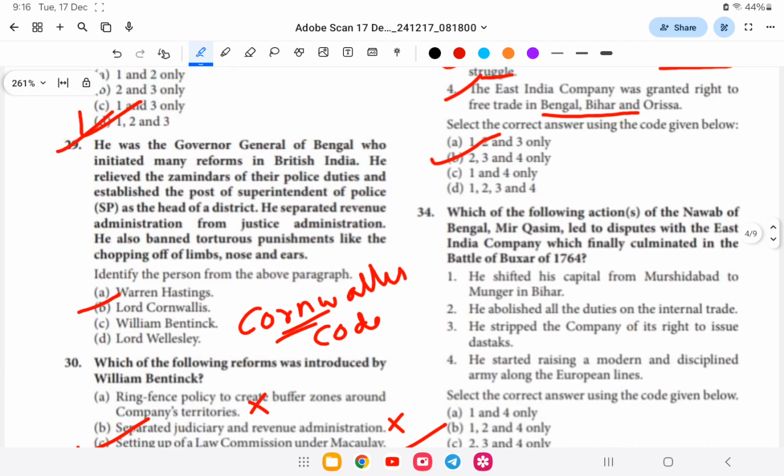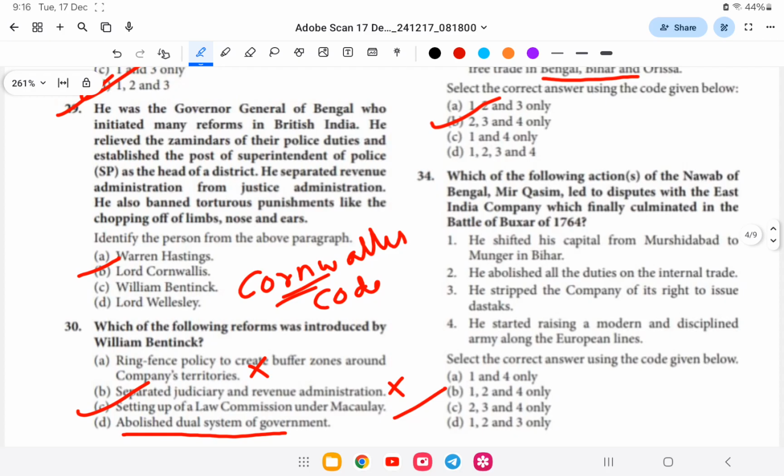Next. And the last question for today is, which of the following actions of the Nawab of Bengal, Mir Qasim, led to the dispute with the East India Company, which finally culminated in the Battle of Buxar in 1764? So the Battle of Plassey was in 1757, where Sirajuddaulah fought the English. After Sirajuddaulah, Mir Jafar came, and after Mir Jafar was removed, Mir Qasim came.